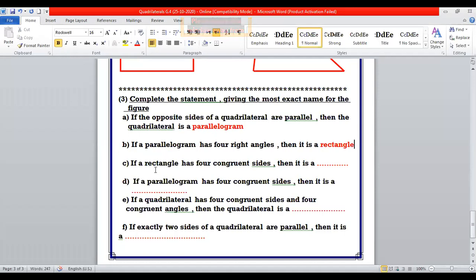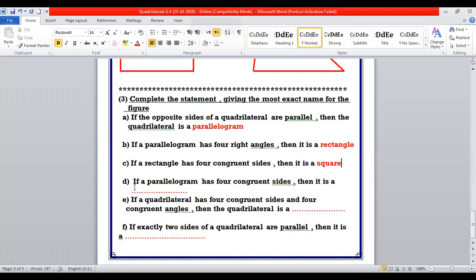Okay, C. If the rectangle has four congruent sides, four equal sides, then it is a square. Yes, good. Because in the rectangle we have four right angles, and also in the square we have four right angles. But the difference is that in the square we have four equal sides. Then, if the rectangle has four congruent sides, it will be a square.